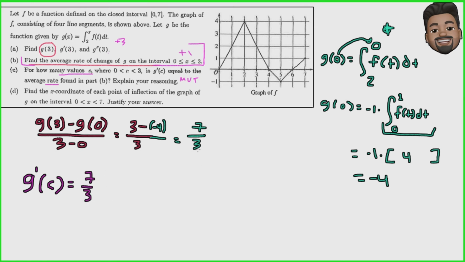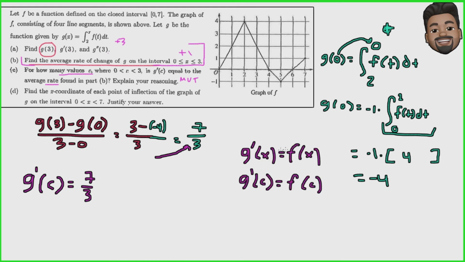We found the average rate. The average rate is right here. And we want the derivative to be that. Well, here's the good news. We already have this expression right here: G prime of x equals f of x.